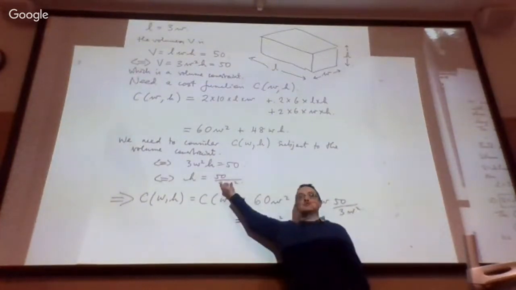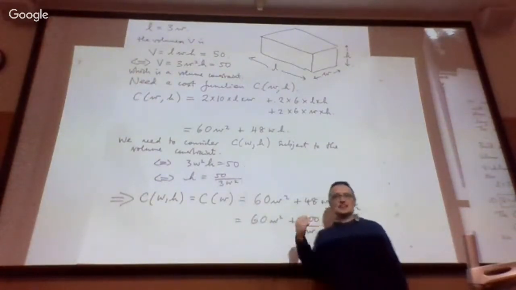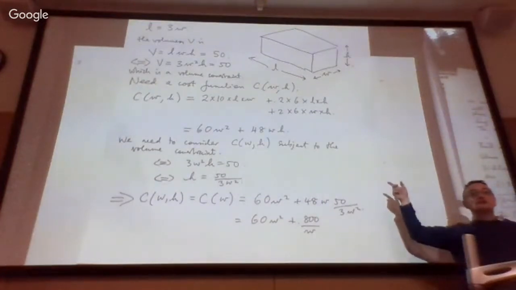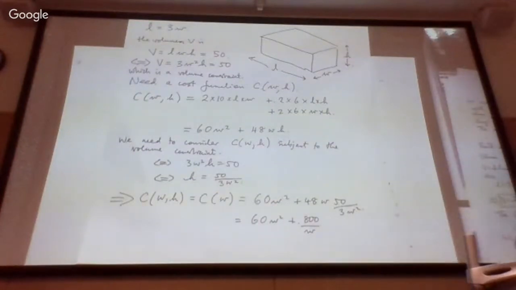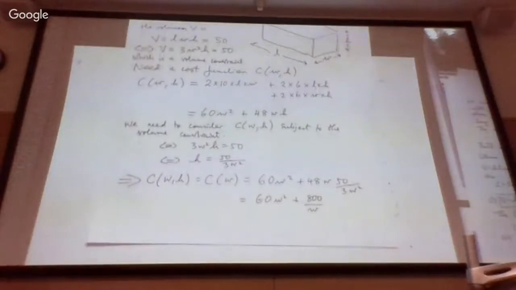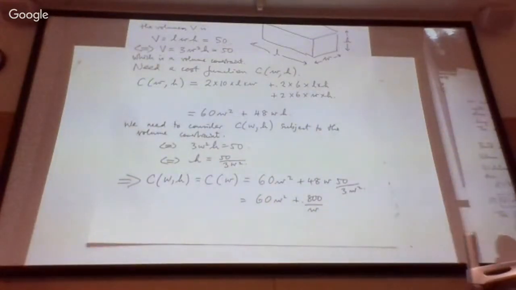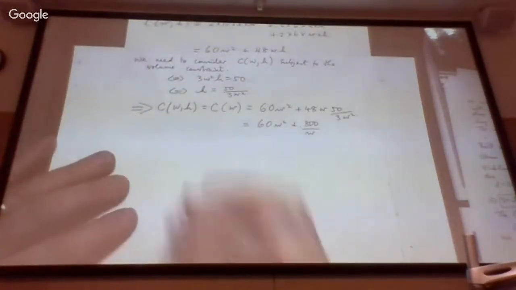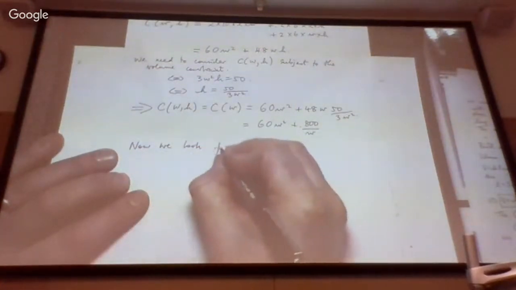Because we've encoded the volume constraint here, this cost function is the cost of building one of those boxes that's W meters wide. Everything else is already built in and encoded into the cost. So a box that's W meters wide and meets the specifications, this is the cost of it. So we can go ahead now and look for stationary points of C.